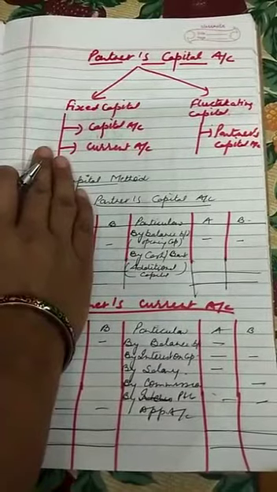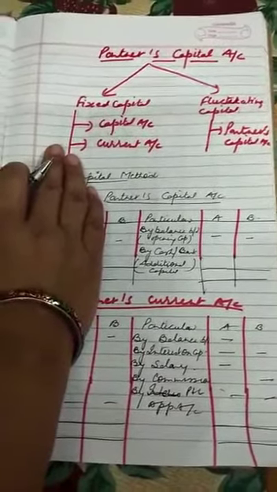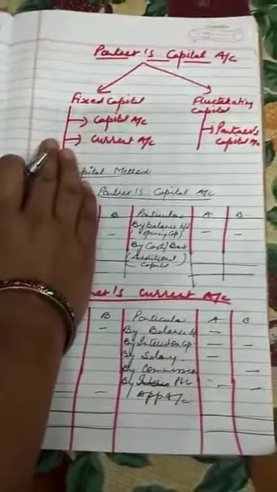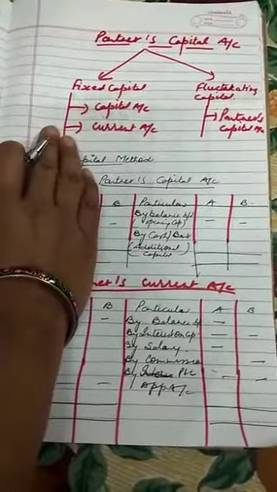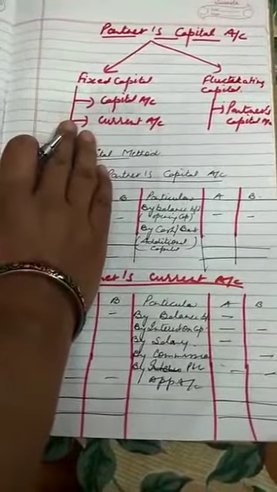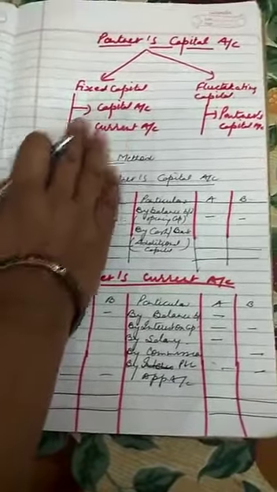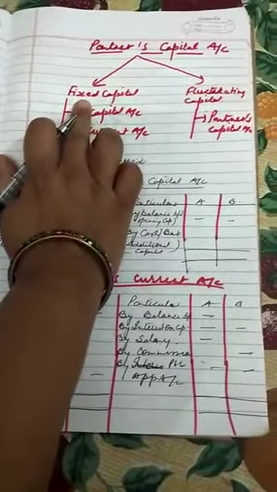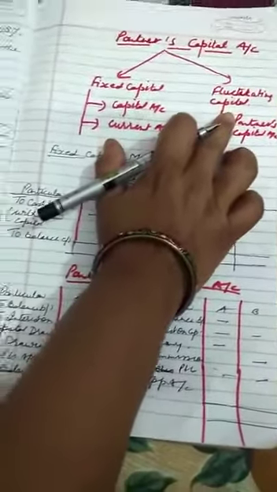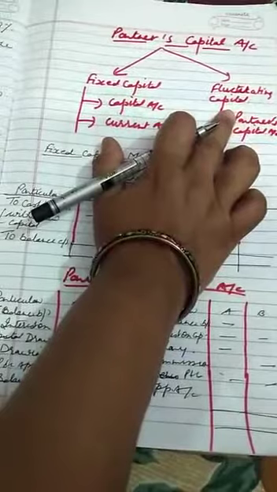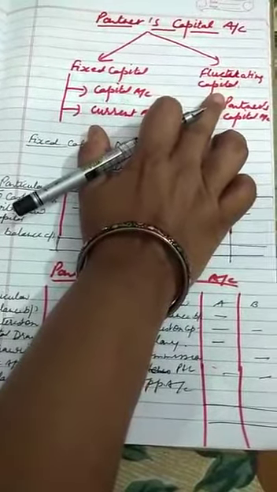Partner's capital account. First we prepare the P&L appropriation account, and after that we prepare the partner's capital account. There are two methods for preparing the partner's capital account: the fixed capital method and the fluctuating capital method. Another name for it is the flexible or floating partner's capital account.